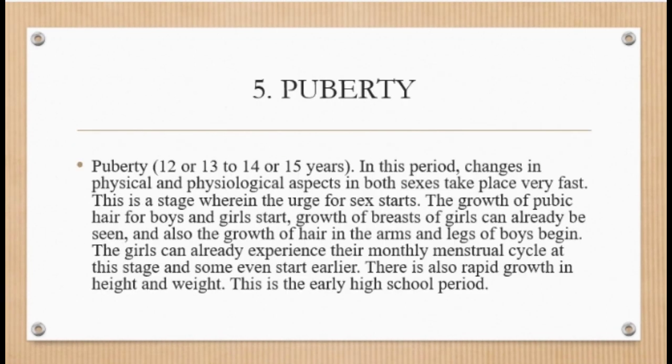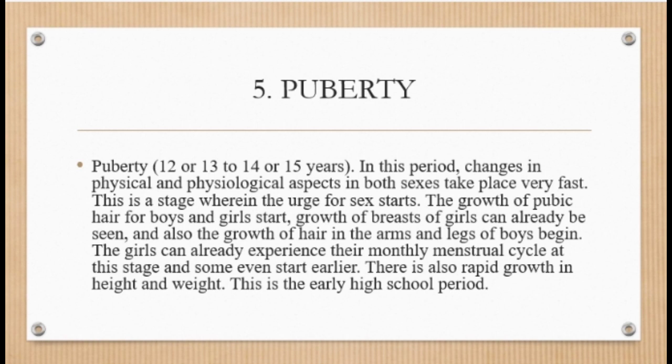Number 5, puberty. Puberty, 12 or 13 to 14 or 15 years. In this period, changes in physical and physiological aspects in both sexes take place very fast. This is a stage wherein the urge for sex starts. The growth of pubic hair for boys and girls starts.